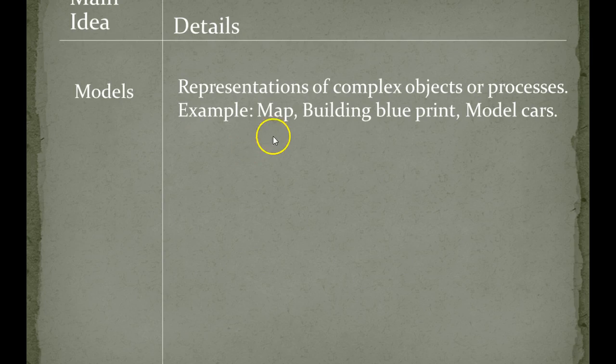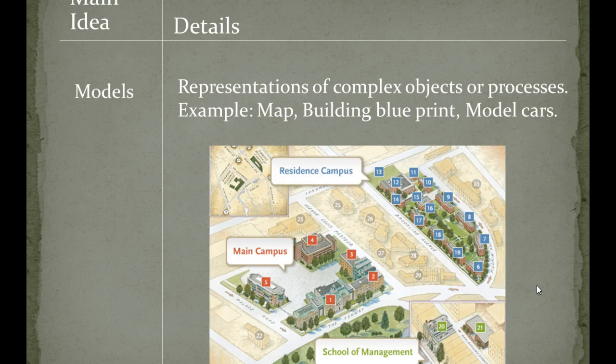An example of a model is a map, a building blueprint, and model cars. In this case, we have an example of a model being a map of a campus. This would be a way we would use models in everyday life. Now, you can't fly over a campus in a plane every time you want to find your way to your next class. So you're handed a model that shows you where the walking passageways are, where the buildings are, and even has them numbered and labeled. This is a useful everyday model similar to the kind that we would use in science.